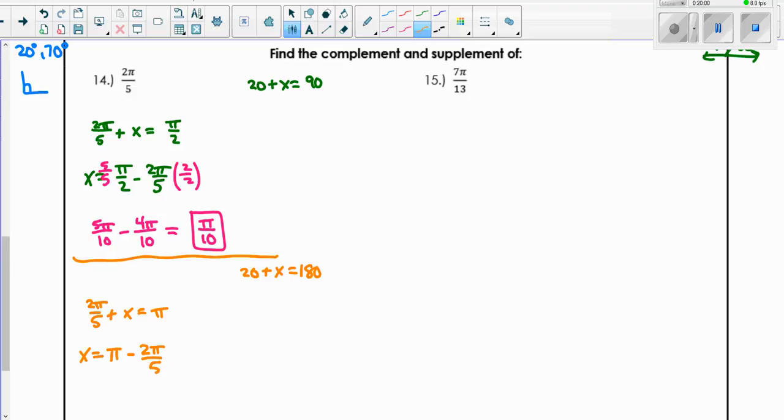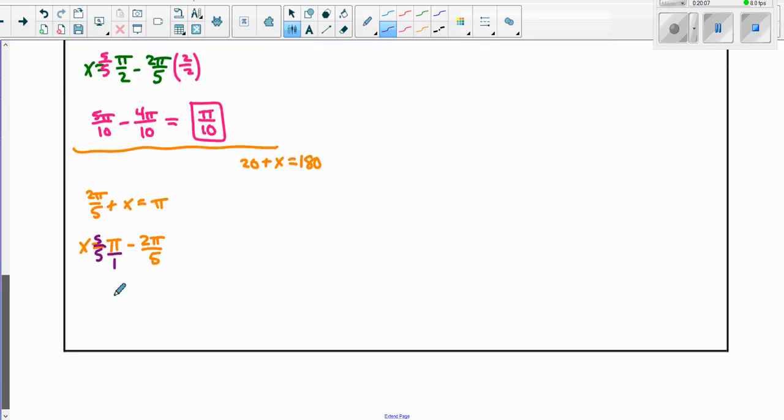pi over 5. Okay, so I got to get a common denominator, so I'm going to multiply this by 5 over 5 since this is 1. And then I get 5 pi over 5 minus 2 pi over 5. 5 pi minus 2 pi is 3 pi over 5. And that would be the angle that's supplementary. So 3 pi over 5 and 2 pi over 5 are supplementary. Okay, and supplementary is usually a little bit easier because it's adding to 1. So if you have 2/5, then 3/5 makes 1.